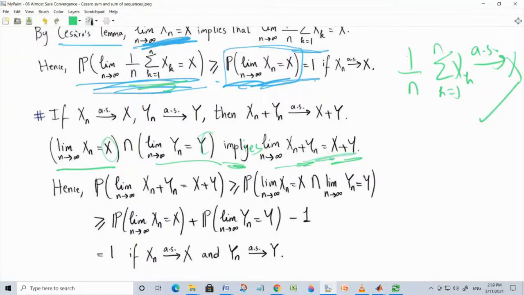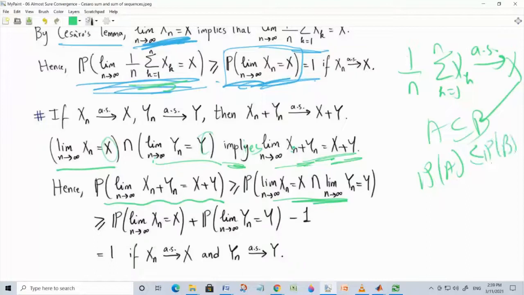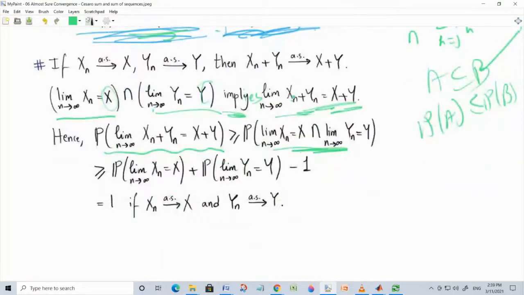So we have this, and again, this implies that. So this probability is greater than or equal to this probability, right? Again, it's like this: if A is contained in B, then the probability of A is less than or equal to the probability of B. And then this is something like the union bound.